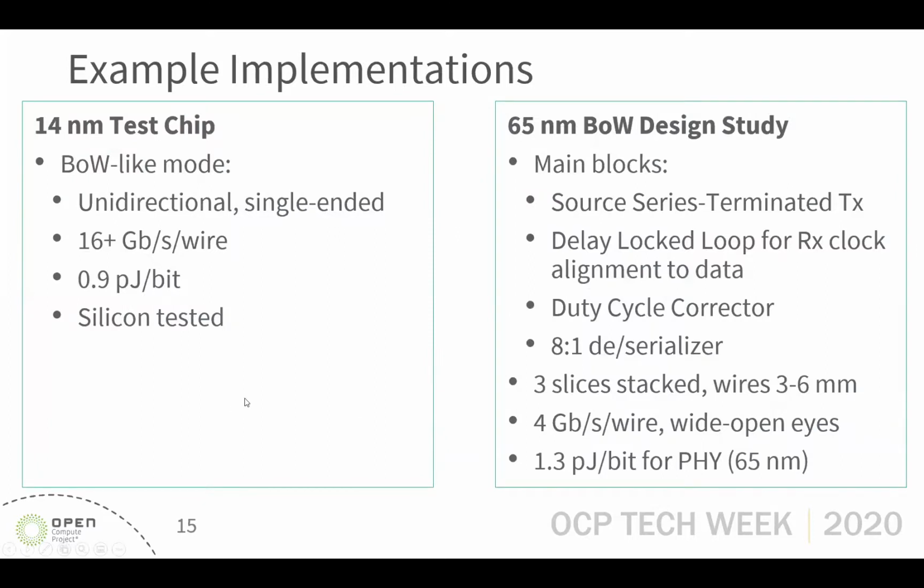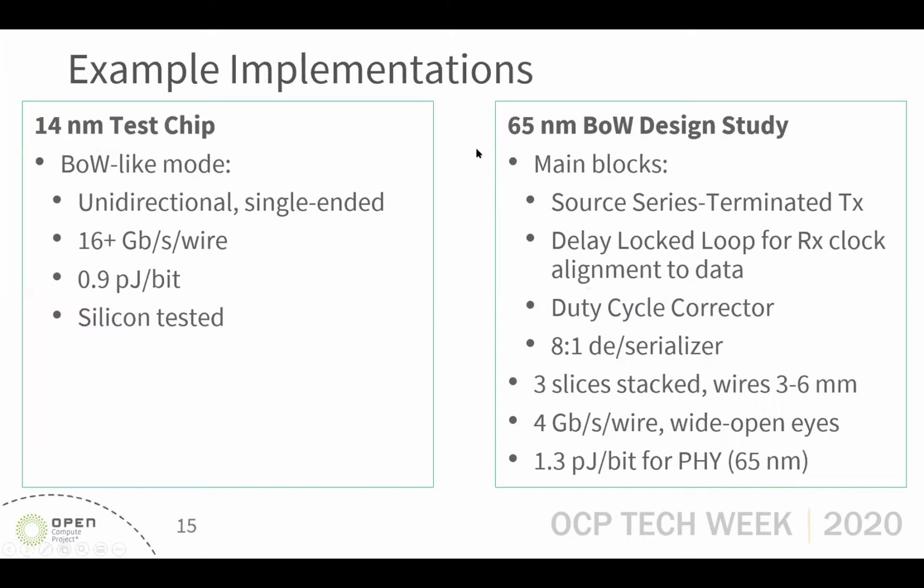There are two example implementations. One is a 14 nanometer test chip that was actually fabricated. It had multiple modes, but in the BoW-like mode where it was unidirectional and single-ended signaling, it ran well over 16 gigabit per second per wire and used 0.9 picojoule per bit.